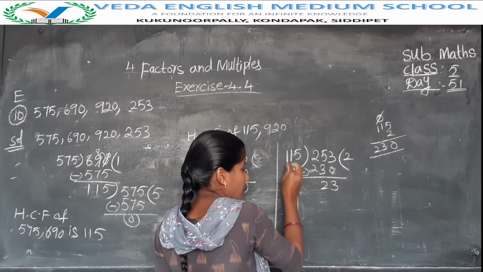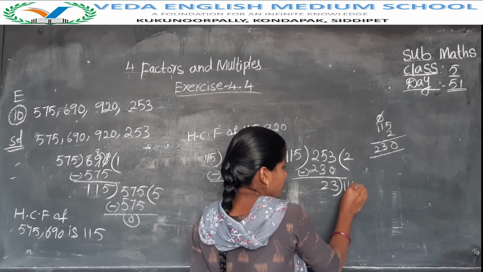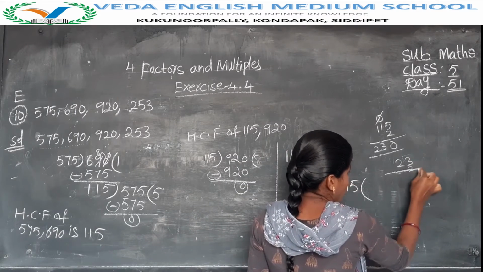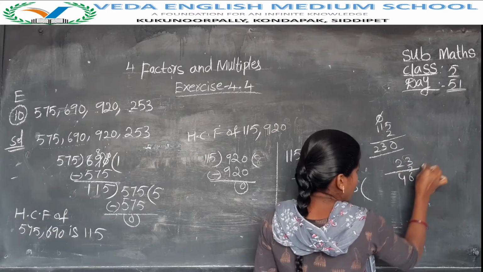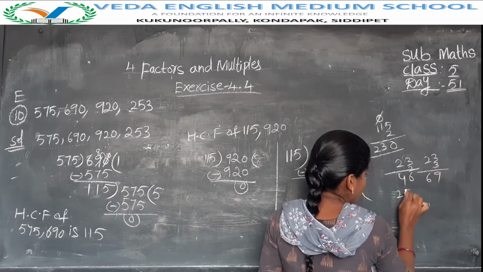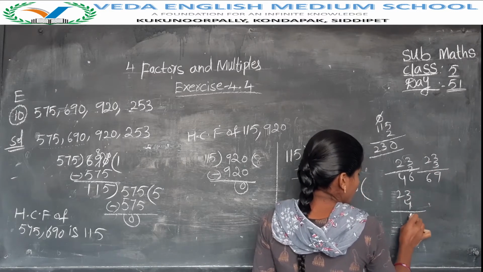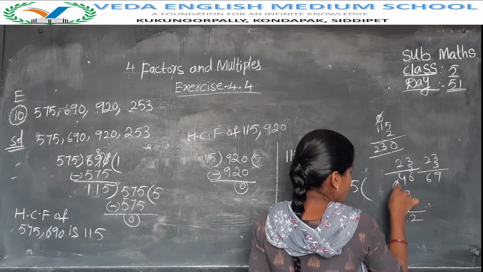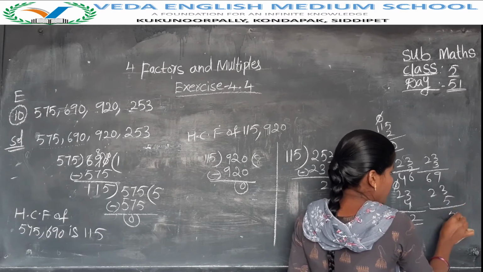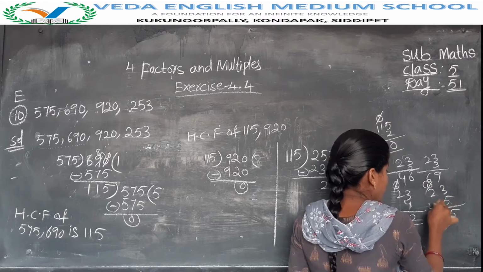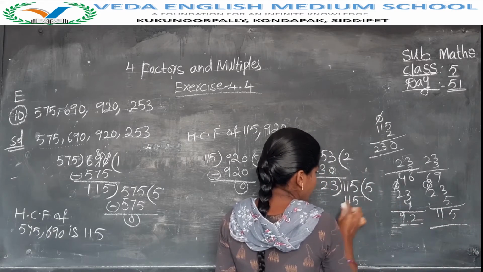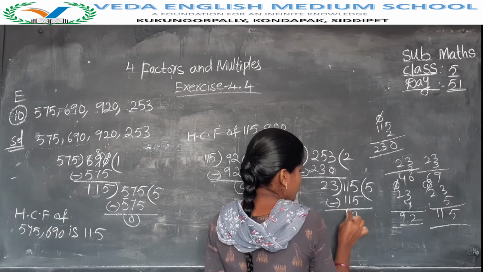So what you have to do is take 115 here. 23 table. 23 2s: 3 2s are 6, 2 2s are 4. Next, 23 3s: 3 3s are 9, 3 2s are 6. 23 4s: 4 3s are 12, so here 1 will become carry. 2 4s are 8, 8 plus 1 is 9. 23 5s: 5 3s are 15, 5 2s are 10, 10 plus 1 is 11. Yes. 23 5s are 115. 115 minus 115 is 0.